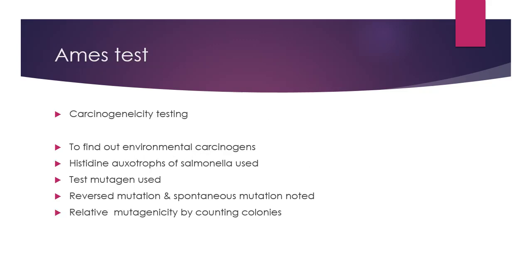Then the Ames test, that is carcinogenicity testing to find out environmental carcinogens. Histidine auxotrophs of Salmonella are used. The test mutagen is used, that is reverse mutation, and spontaneous mutation is noted. Relative mutagenicity is found by counting colonies.